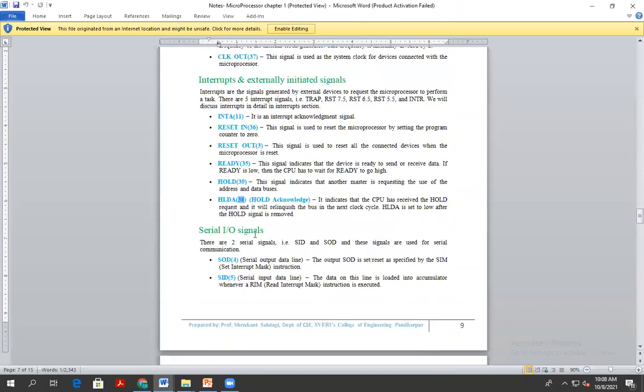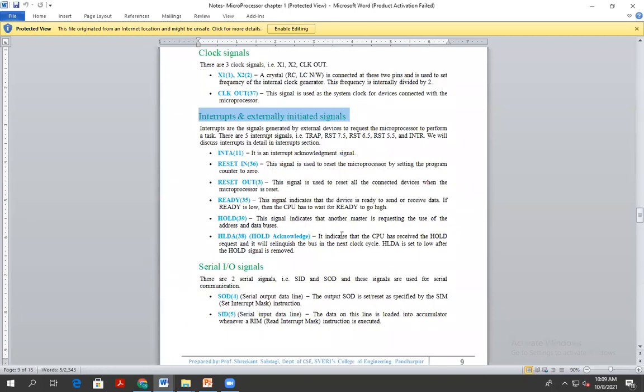Here pin number 38, hold acknowledgement, indicates the CPU has received the hold request and it will relinquish the bus in the next clock cycle. The hold acknowledgement goes low after the hold signal is removed. So hold acknowledgement acts along with hold, that is pin number 39. These pins, 39 and 38, serve hold and hold acknowledgement. So these all six are interrupts and externally initiated signals, and all those interrupt signals function in the 8085 microprocessor.